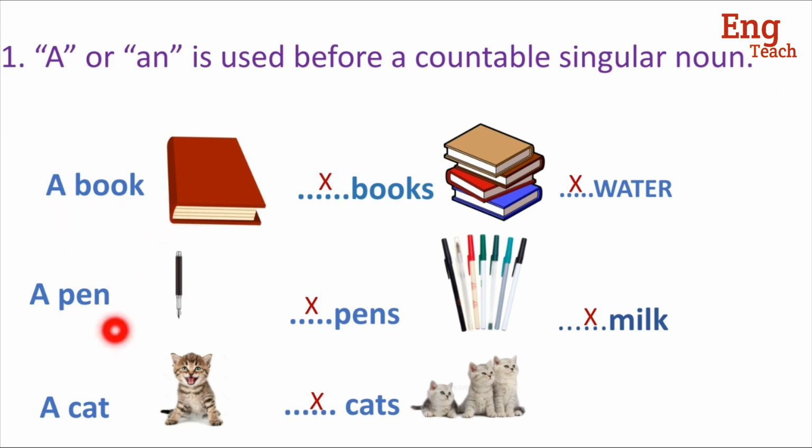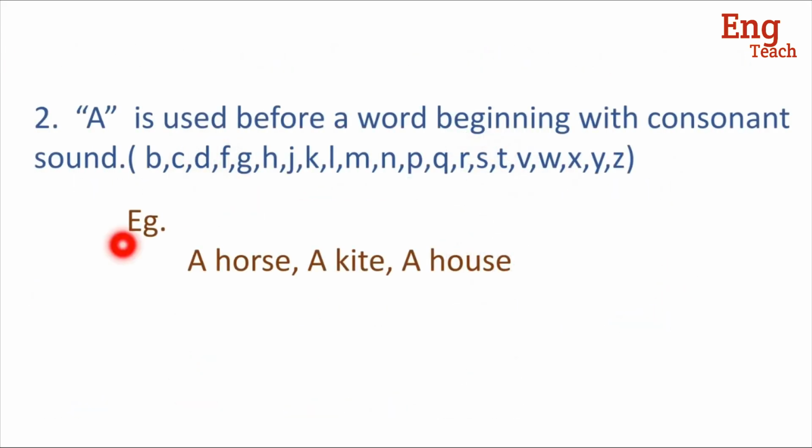A book, a pen, a cat, these are singular. Books, pens, cats, these are plurals. Water, milk, these are uncountable nouns. Rule number 2. A is used before a word beginning with a consonant sound. For example, a horse, a kite, a house.